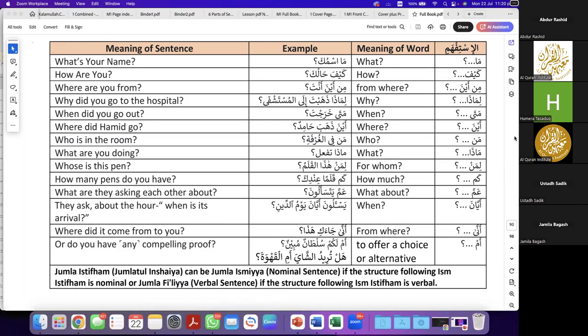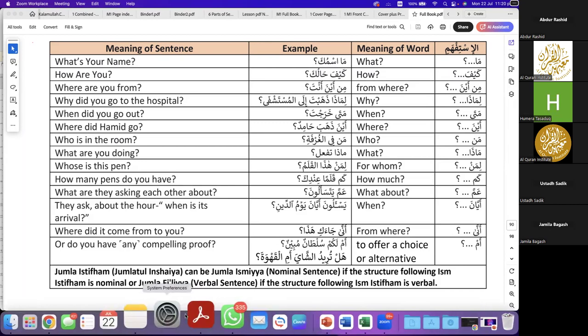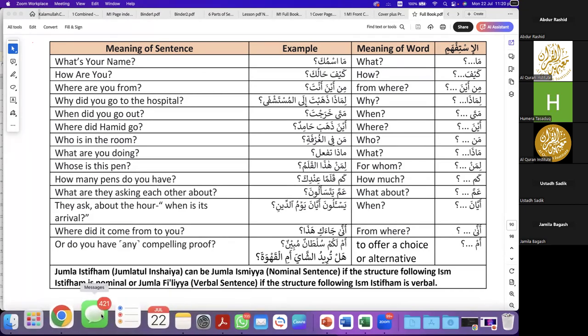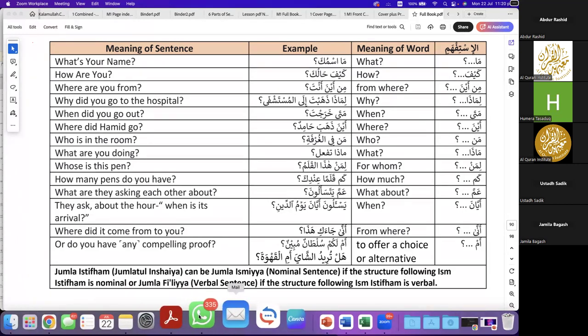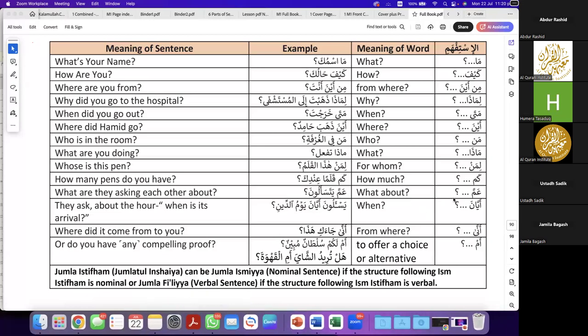Ma is for non-intelligent things, whereas man is for those with intelligence, like human beings, for example. You would use man for human beings. So, who. Next is madha, what. And ma and madha are used in different situations. But for now, I'll keep it at that due to time.